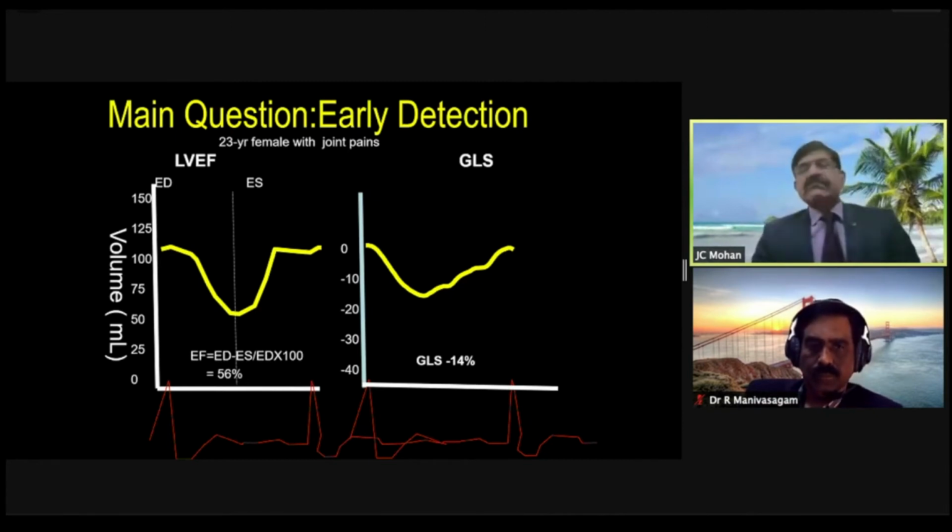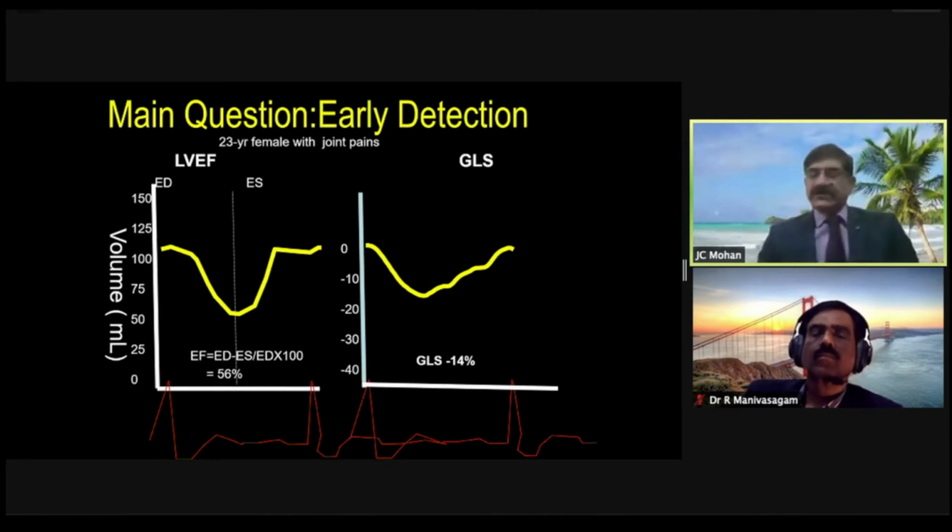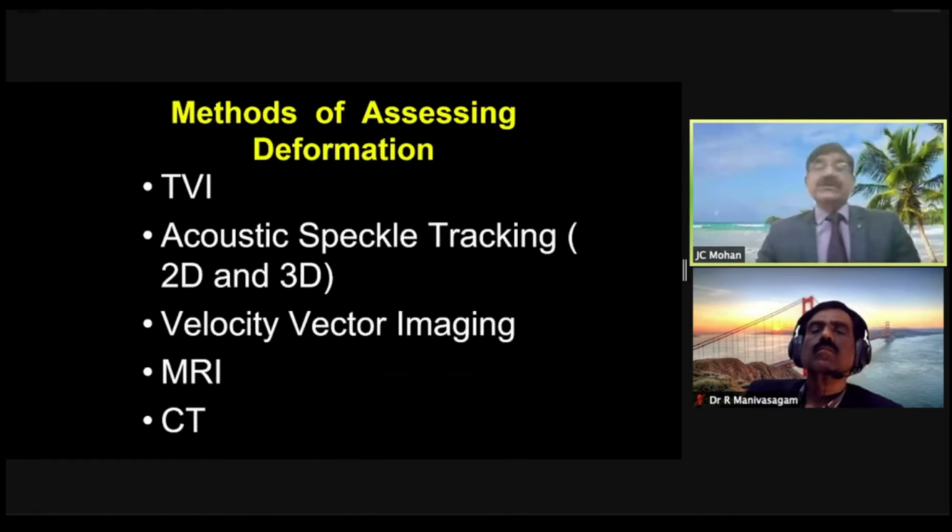Look at the same by global longitudinal strain on right side, and it is 14%. As you'll recall, the toolbox says that you should be in the ballpark of 20%. So it is already less by 30%, although ejection fraction is within the normal limits. That is the premise of strain imaging in detecting preclinical disease in diverse clinical situations. So how do we assess strain? How do we do strain imaging?